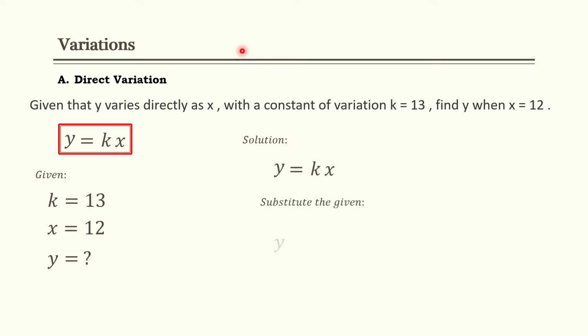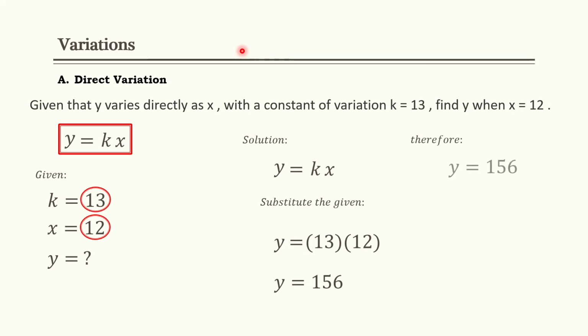So, substitute the givens. y is equal to, what is our k? k is 13, so we put that there. And now, our x is 12, we put that there. So, that is 13 times 12. y is equal to 156. Therefore, y is equal to 156 when our k is 13 and our x is equal to 12. So, that is the first scenario.